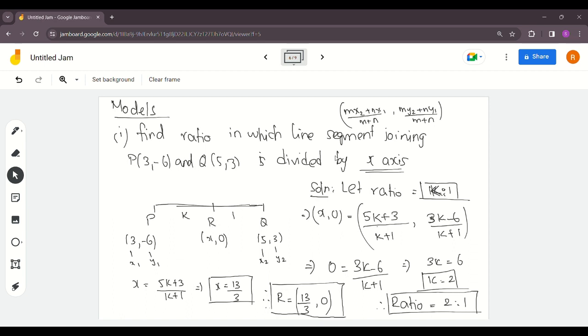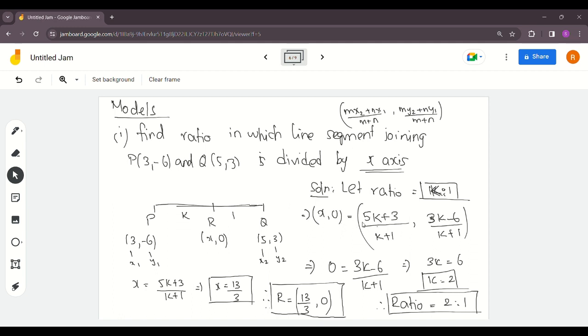They have given it divided by the x-axis. So any point on the x-axis, you know, x comma 0, and the ratio is k is to 1. So this is x1 y1, this is x2 y2, and this is m and n. M is k, n is 1. So we apply the section formula: mx2 plus nx1 by m plus n, comma my2 plus ny1 by m plus n. So this R is x comma 0.